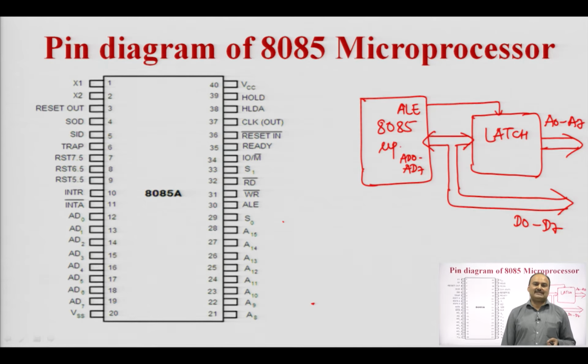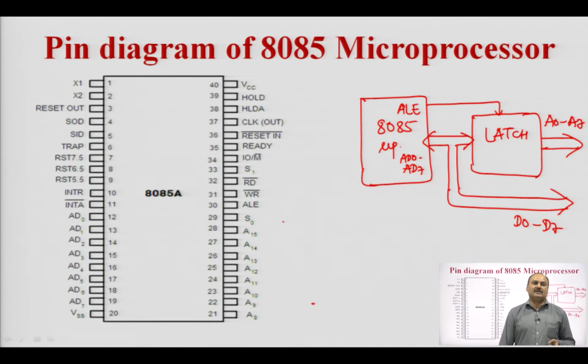Pin number 40 is used to connect the plus 5 volt DC supply. So, this is the VCC pin. For 8085 microprocessor operation, we require plus 5 volt DC supply. So, DC supply of about plus 5 volt is connected to the VCC pin, or pin number 40, of the 8085 microprocessor. So, this is the pin diagram of the 8085 microprocessor.